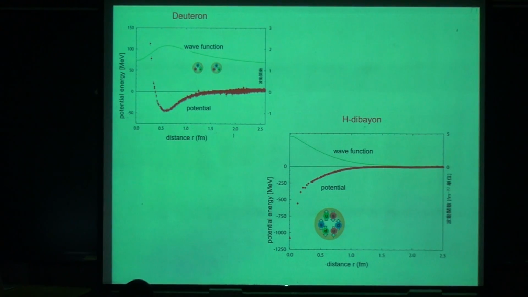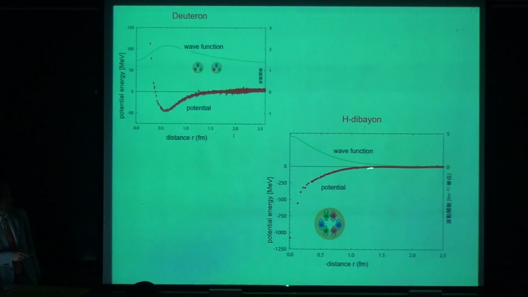So in the case of NN, we have this bound state called the deuteron, which has this kind of wave function because the potential has this kind of shape. But for the H dibaryon case, its potential is all attractive, with no repulsive core, and the wave function is concentrated at a short distance. It's more compact than the deuteron bound state, like this.